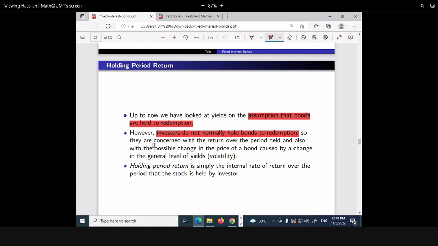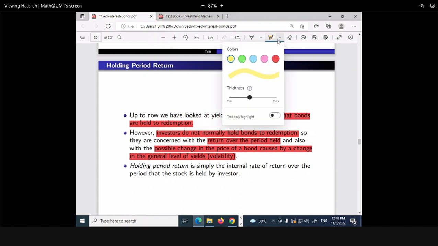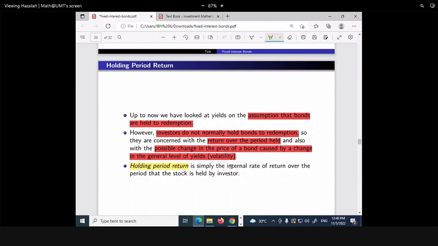So these investors are concerned with the return over the period held, and also possible change in price of bond caused by change in general level of yield. Okay, so we call that volatility. So holding period return is simply the internal rate of return over the period that the bond is held by the investor.